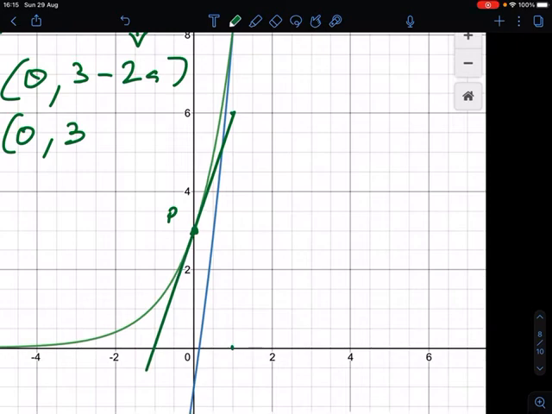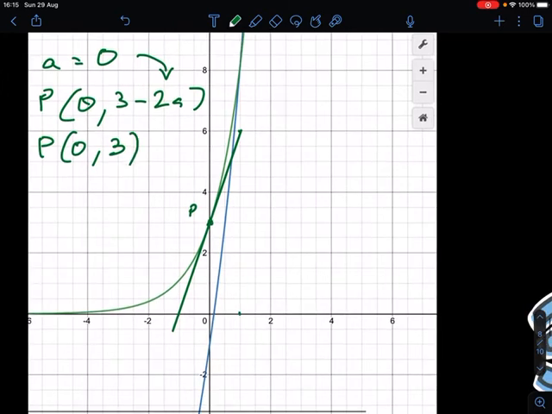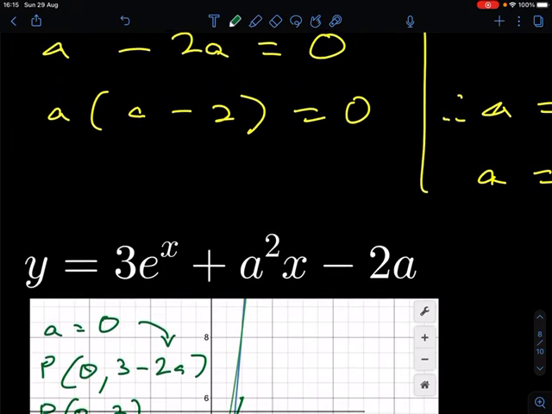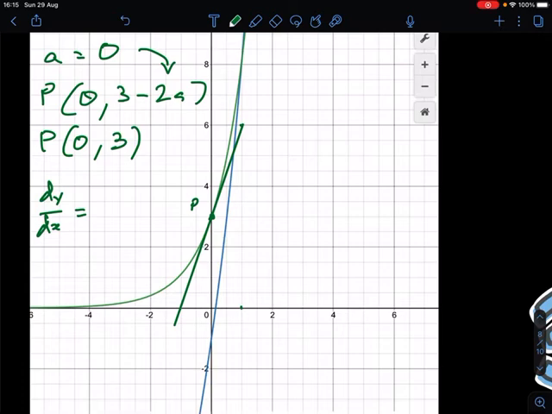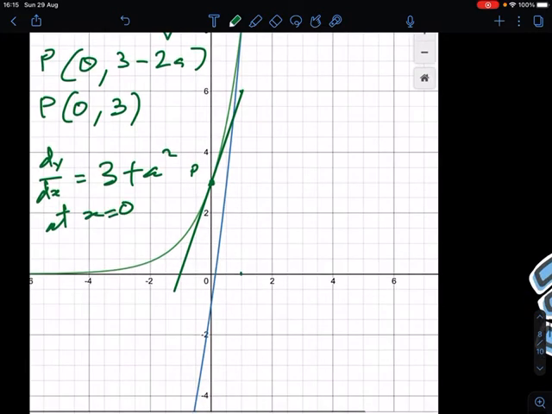The gradient that we know is dy/dx just now, the gradient at point P, which is 3 plus a squared at x equal to 0. Your a is 0, so your gradient is 3. So let's try, is it really 3 or not?